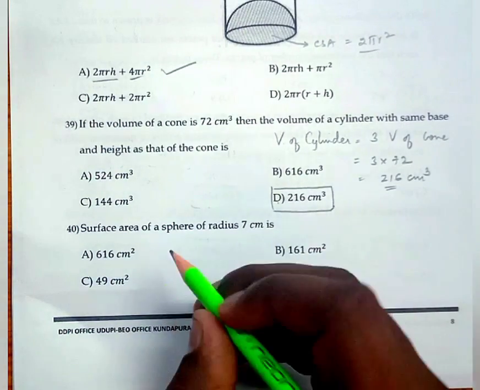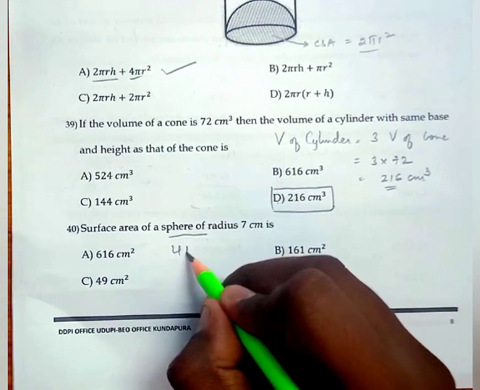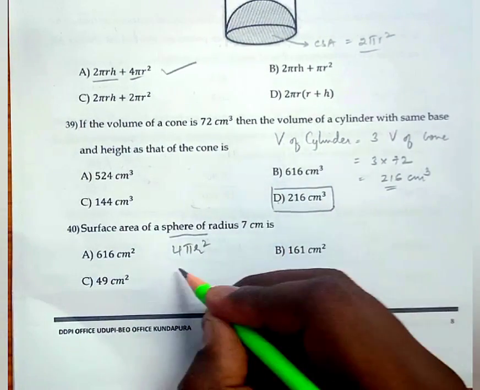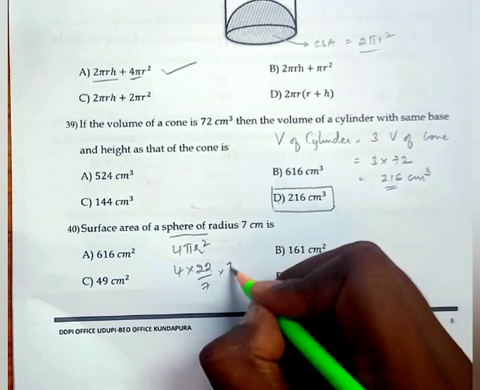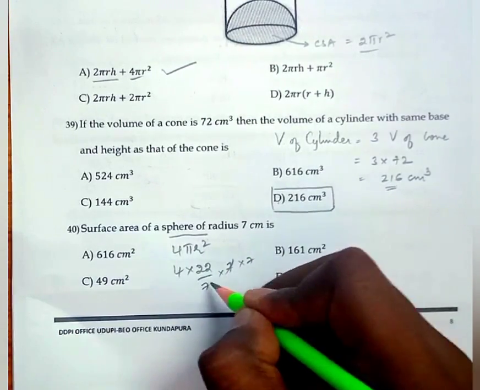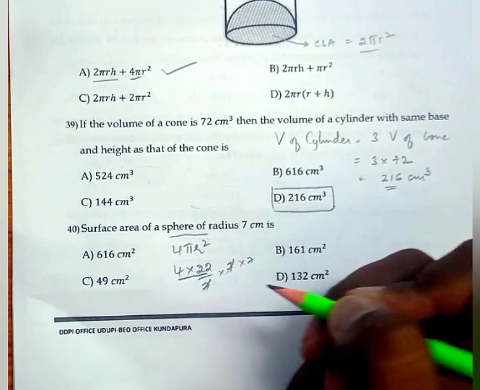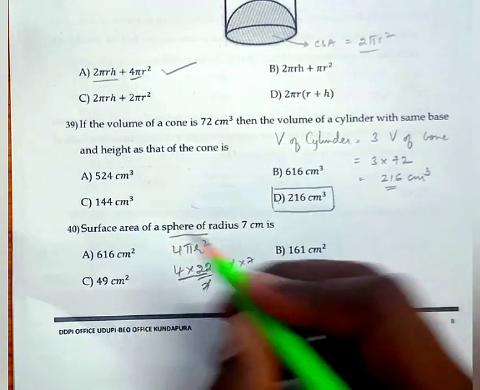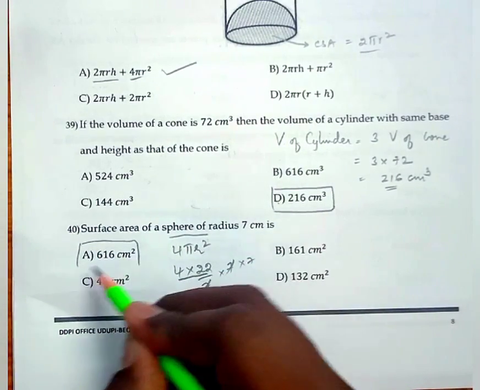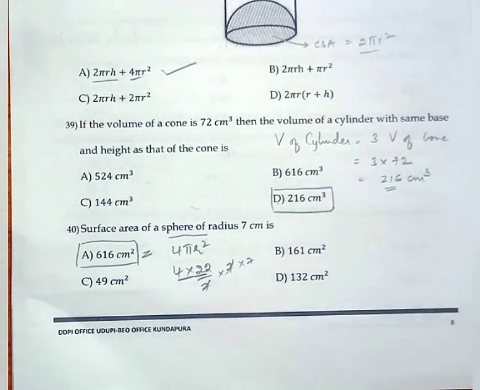Now question number 40. Surface area of a sphere of radius 7 centimeter is? Surface area of a sphere is given by the formula 4 pi r square. 4 into pi value 22 by 7, radius is 7 into 7. 7 and 7 will cancel out. 4 into 22 is 88, 88 into 7 we get 616 centimeter square. Therefore the correct answer is 616 centimeter square.